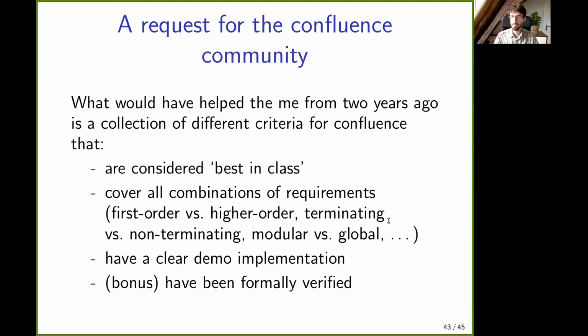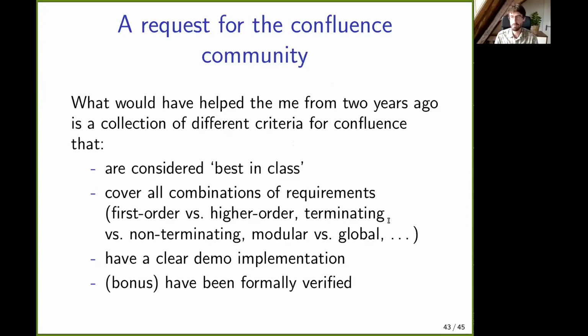At this point, I also have kind of a request for people working on Confluence. What would really have helped me 2 years ago is this: we spent a lot of time being lost in the literature. There are a lot of very interesting and cool Confluence criteria, and it was not at all clear to us which of those could be applied to our setting, or what the limitations were.